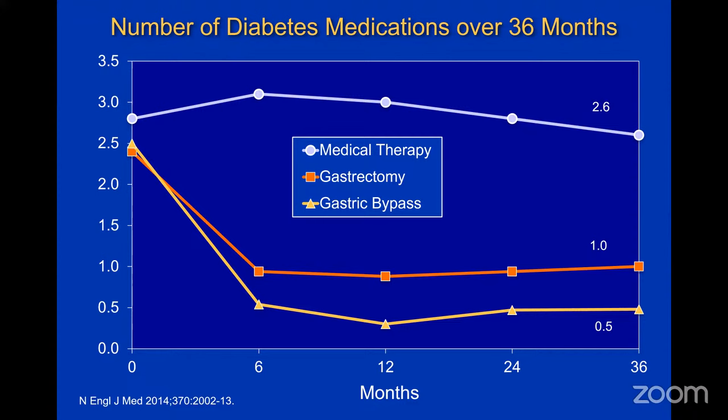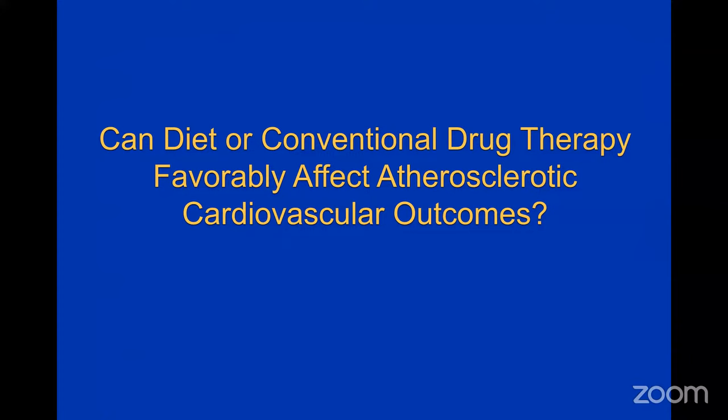Now, it takes a fair amount of weight loss, but over half of these people were on insulin, and they came off insulin. It's a remarkable finding, and it's important to recognize this when you see these patients, what can be accomplished if you can get them to lose weight.